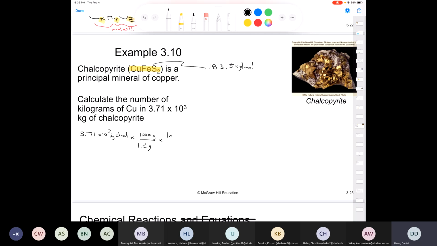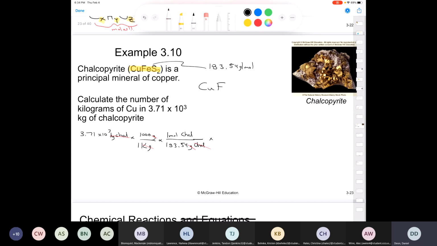And I know that in 1 mole of chalcopyrite there is 183.54 grams of chalcopyrite. Let's stop right there for a second. We see that kilograms cancel, grams cancel, and chalcopyrite cancels. So at this point, we're left with the number of moles of chalcopyrite. Now we're going to come up with a ratio for the number of moles of copper in 1 formula unit of chalcopyrite.